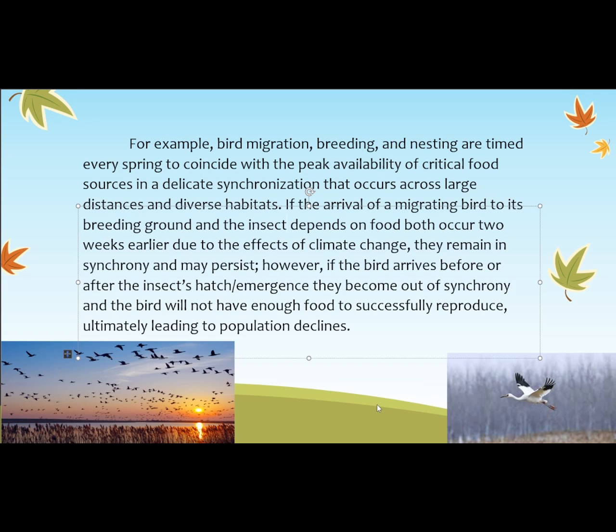For example, bird migration, breeding, and nesting are timed every spring to coincide with peak availability of critical food sources in a delicate synchronization that occurs across large distances and diverse habitats. If the arrival of a migrating bird to its breeding ground and the insect it depends on for food both occur 2 weeks earlier due to the effect of climate change, they remain in synchrony and may persist. However, if the bird arrives before or after the insect hatch and emergence, they become out of synchrony, and the birds will not have enough food to successfully reproduce, ultimately leading to population declines.